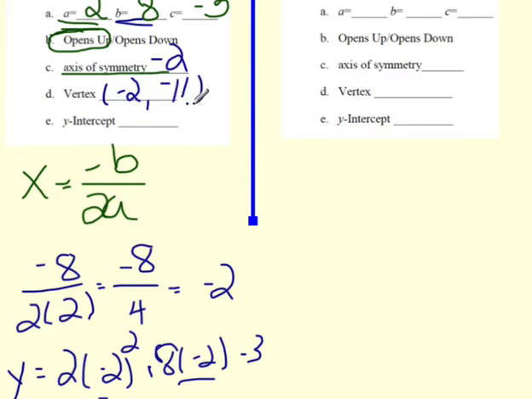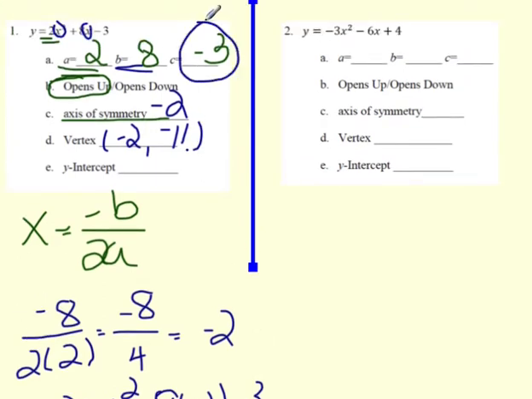Now, your y-intercept is your c value. So your c value is -3.